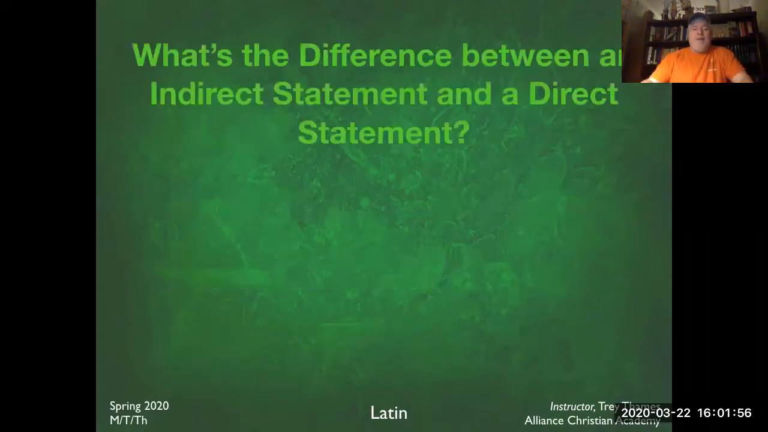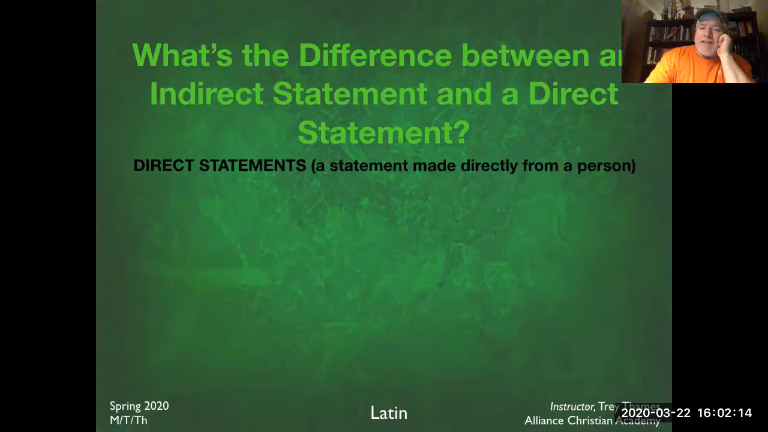All right. So what's the difference between an indirect statement and a direct statement? That's probably the question you want to know, because infinitives are used to form indirect statements. So let's talk about what a direct statement is first. A direct statement is a statement made directly from a person. For example, Julia is a good student. I'm directly saying that. Julia is a good student.